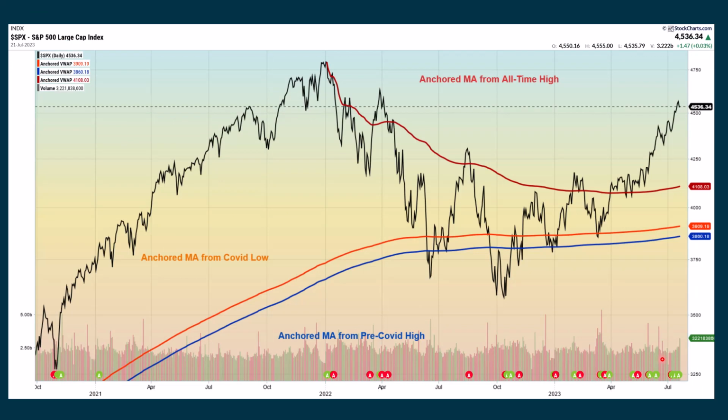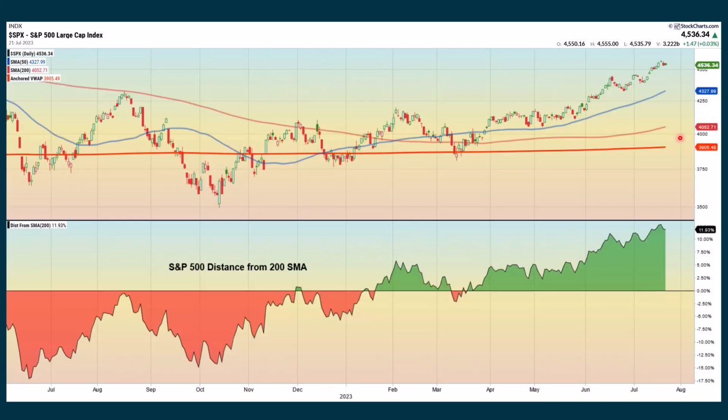We also have an anchored moving average going back to the all-time high, and we're far away from that now, so why show this chart? We want to keep an eye on how far away we are above or below the 200-day simple moving average, and we continue to be quite a ways above it.